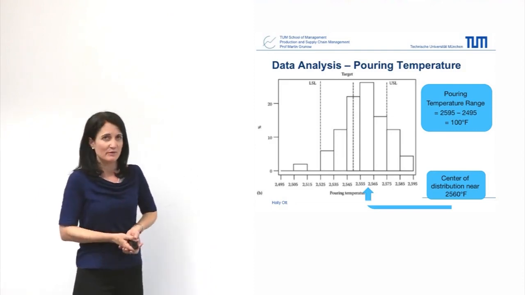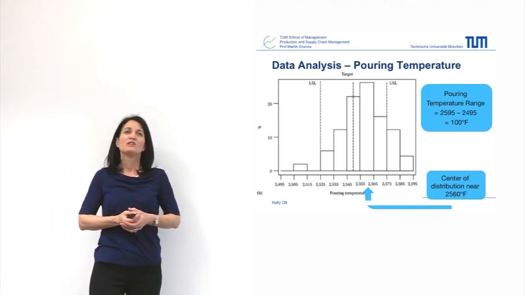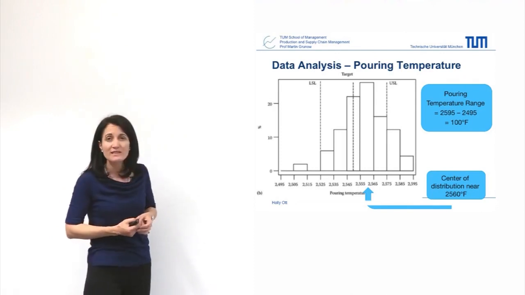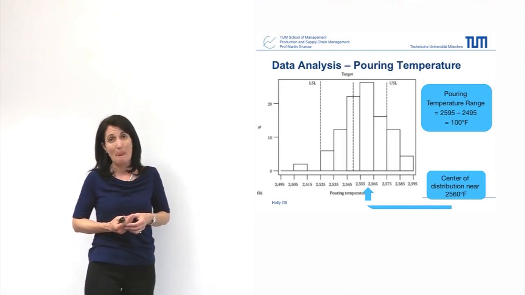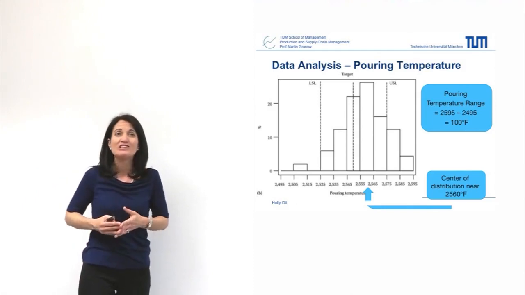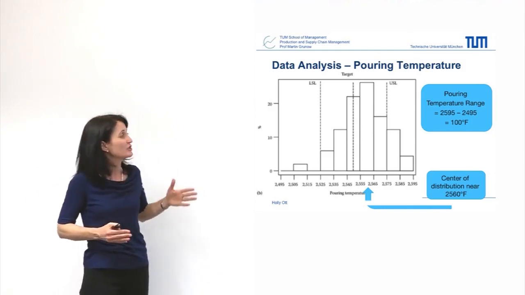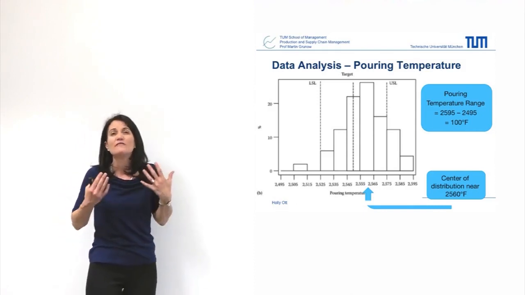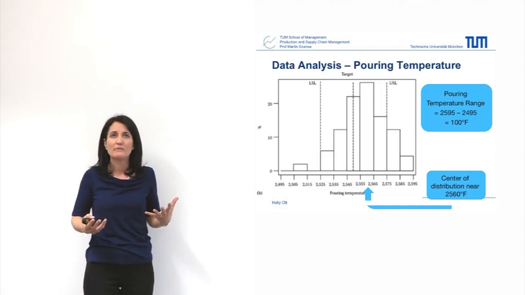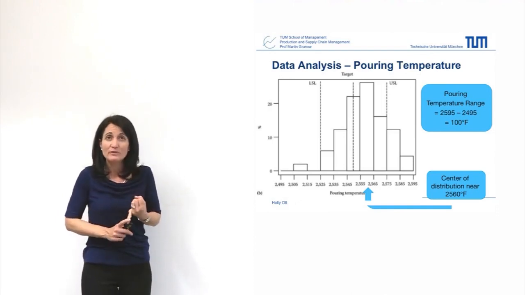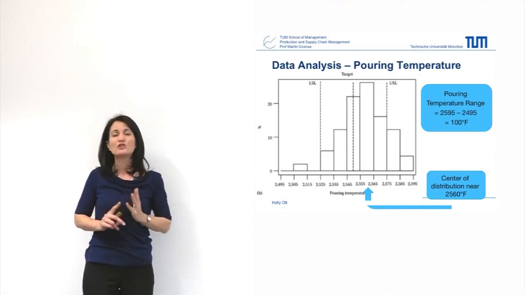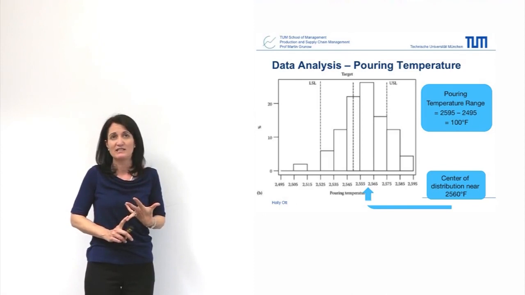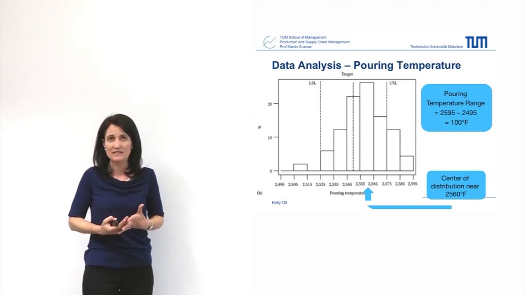The other last important thing: if you look between the lower spec limit and the upper spec limit, you have about 60 degrees difference between the spec limits. But the total range of this pouring temperature is higher than 60 degrees. It's more like 100 degrees. So again, from this descriptive data, from this histogram, you can see about what temperature you're pouring at and what is the range of your data without doing any calculations. And this is the heart of the descriptive statistics.